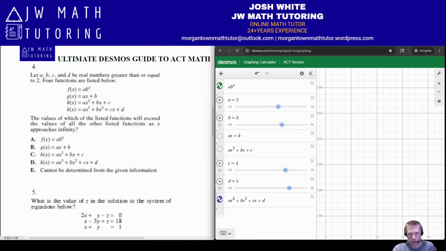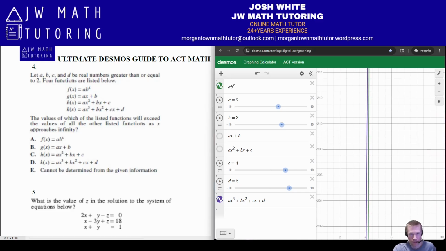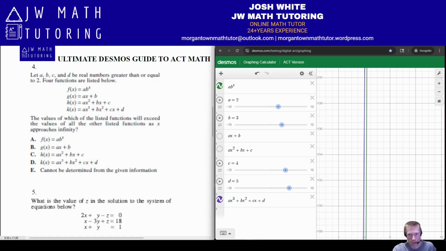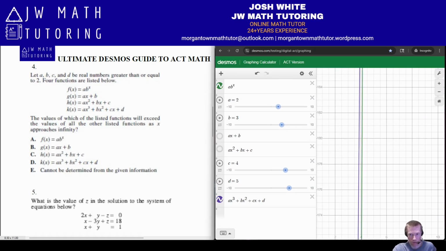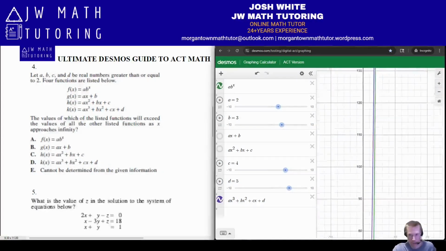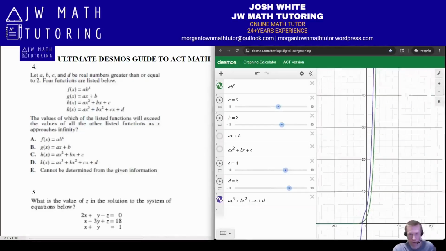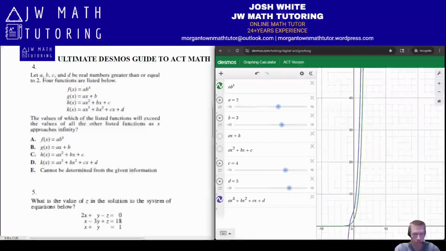All right, so now the question is, what's going on with these? Which one is the higher one? It looks like the purple one is the one that's to the left, which means it's the one that is above the green one to the right. So it looks like the purple one, which is the cubic one, is going to be the higher one.